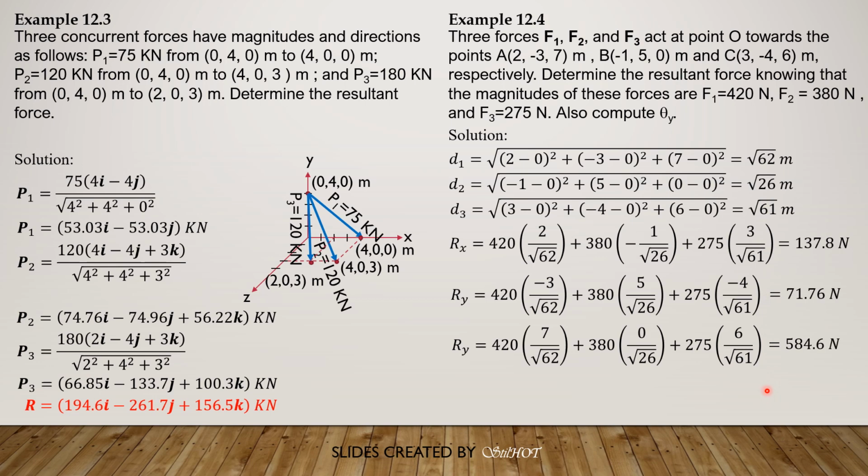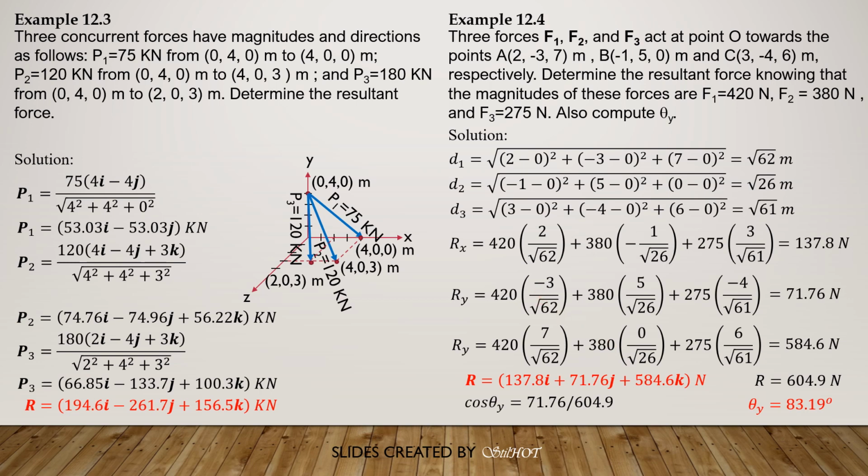So in vector form, R is 137.8I plus 71.76J plus 584.6K newtons. That's it. So the magnitude of R is 604.9 newtons, and that is square root of 137.8 square plus 71.76 square plus 584.6 square. Cosine of theta y is Ry, 71.76 over R, 604.9. So theta y is equal to 83.19 degrees.